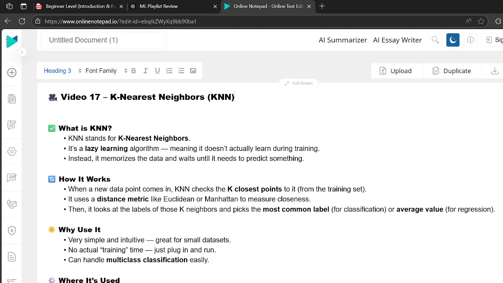So how it works: when a new data point comes in, the KNN checks the k closest points to it from the training set. It uses a distance metric like Euclidean or Manhattan to measure closeness. Then it looks at the labels of those k neighbors and picks the most common label for classification or average value, which is the regression, right?